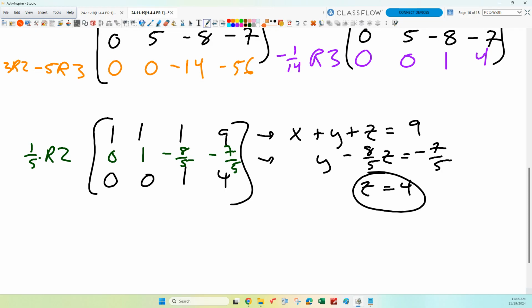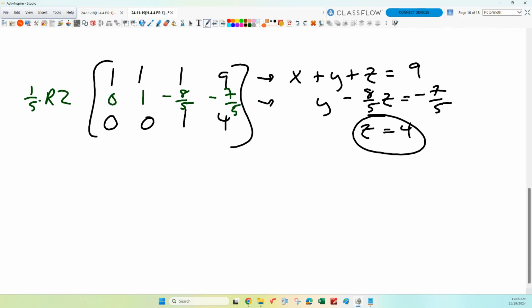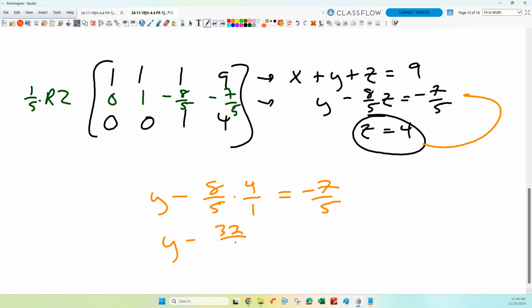So we're part way there. So what would we do to solve? Plug it in. We just work our way up from the bottom, right? So we'd substitute into the middle equation, and that's going to give us y minus 8/5 times 4 over 1 equals negative 7 over 5. So what's that give us then? We're going to get y minus 32 fifths equals negative 7 fifths.